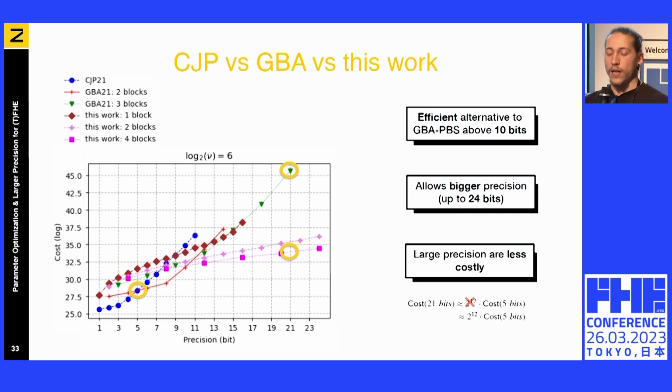And large precisions are less costly. So earlier we saw that to compute a 21-bit PBS, it was 2 to the power of 17 times the cost of a 5-bit PBS. Here it's 2 to the power of 12. So we end up with a speed up of times 30.